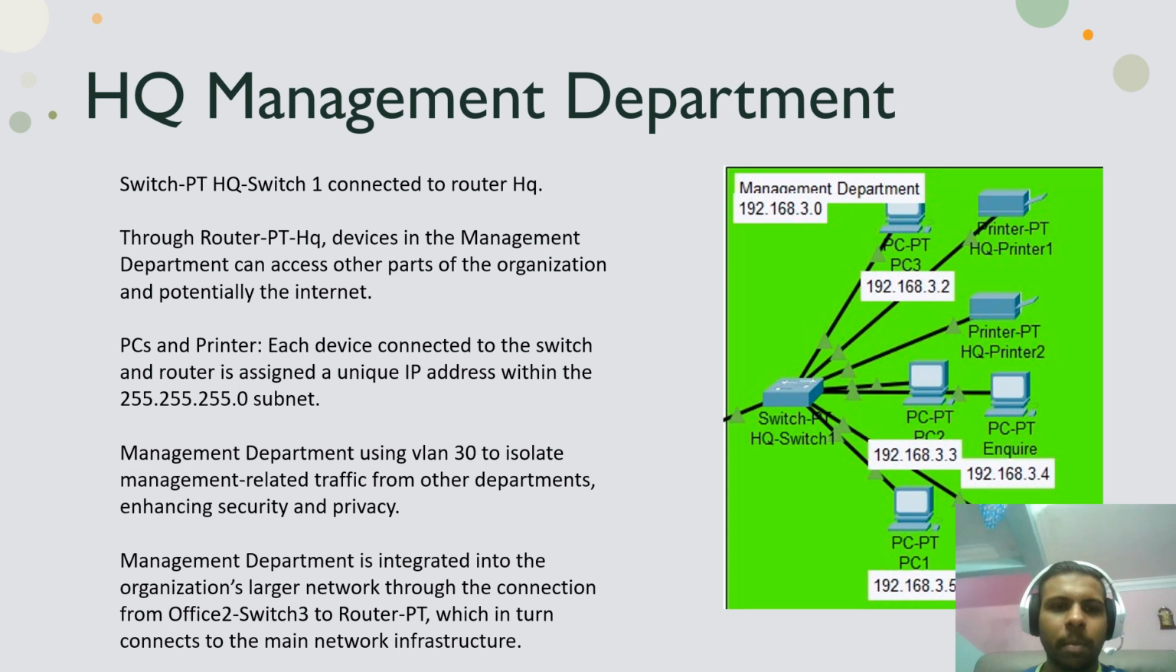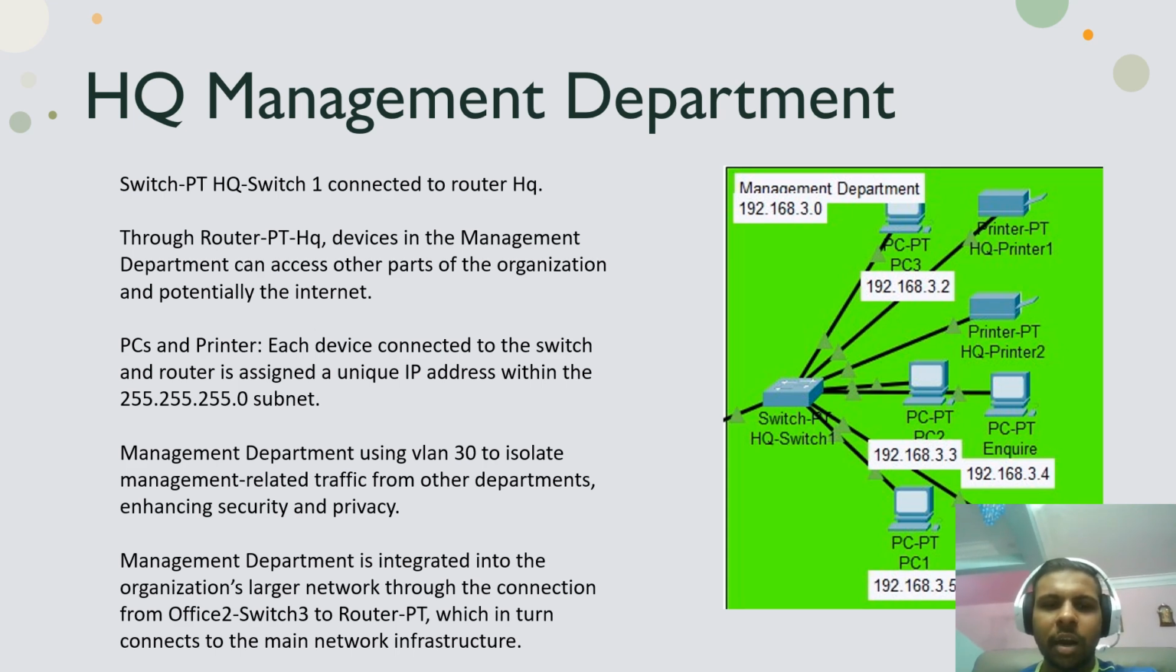Another is the PC and printer. Each device connected to the switch and router is assigned a unique IP address within the 255.255.255.0 subnet. It means every single end device has its own unique IP address. It's a static IP address. The management department uses VLAN 30 to isolate management-related traffic from other departments, enhancing security and privacy. It means inside documents cannot be previewed by other departments, for security and privacy concerns.